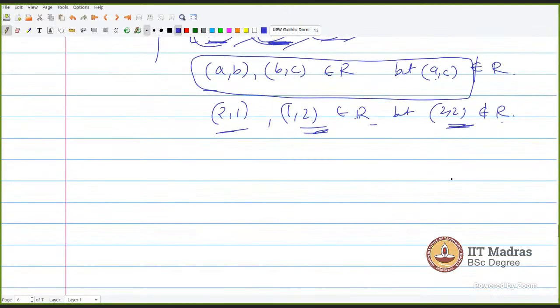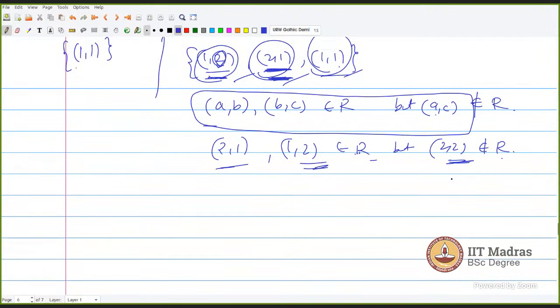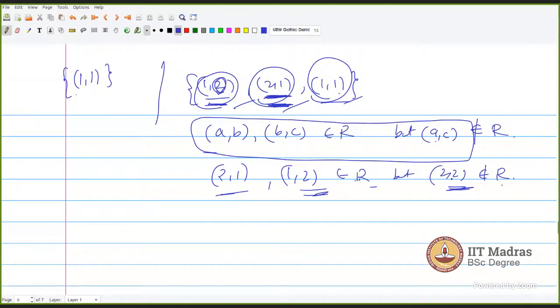The same goes with the last question, sir. Suppose in the question we are asked about this set only, (1, 1), (2, 1) and (1, 2), and they are asking to prove whether it is transitive or not. Then we can say it is not transitive. There should be (2, 2) as well for it to be transitive. Right.